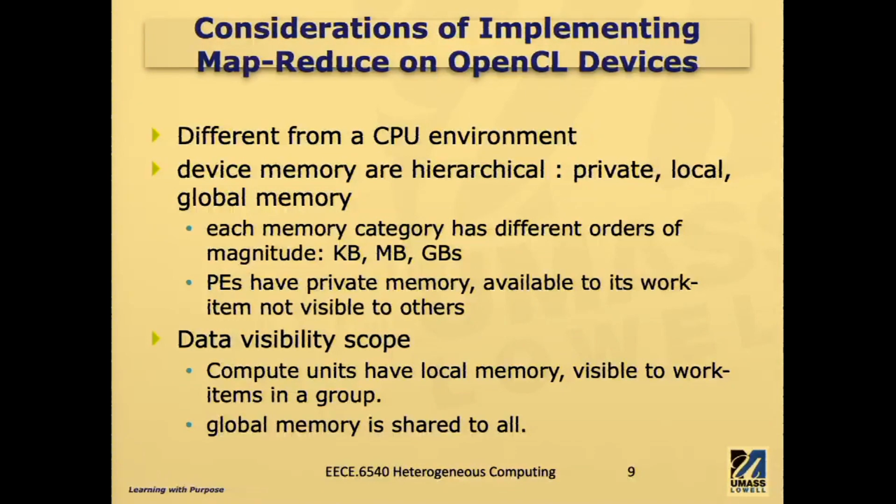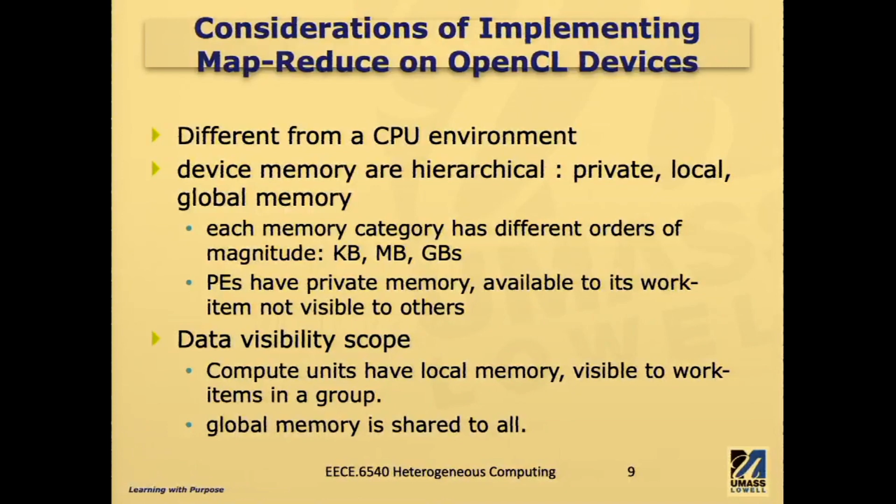So it's possible that you perform computations using this large number of processing elements. The major difference, however, is the memory structure. In a CPU environment, especially in this large-scale MapReduce paradigm, you assume that each processor has its own memory space, and that's it. You have full access to this memory space. But on an OpenCL device, the memory structure is hierarchical. You have private memory, local memory, and global memory.